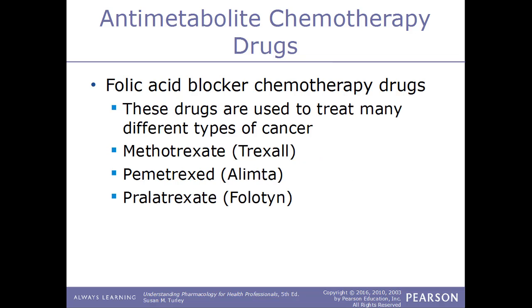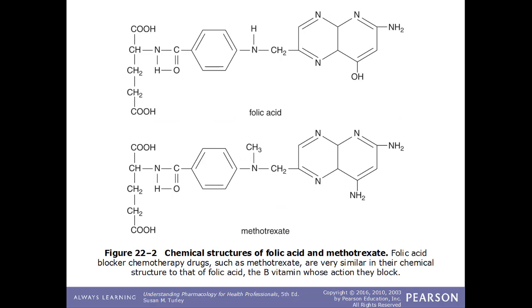And some examples of a folic acid blocker chemo drug would include methotrexate, known by the trade name Trexall, pemetrexed, also known by the trade name Alimta, and pralatrexate, known by its trade name Folotyn. And here on this image we see the chemical structures of both folic acid here on top, and then methotrexate here on the bottom. You can see just by the chemical structures just how similar these two compounds are.